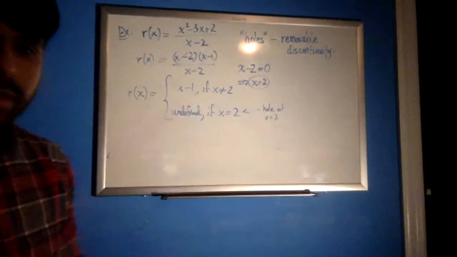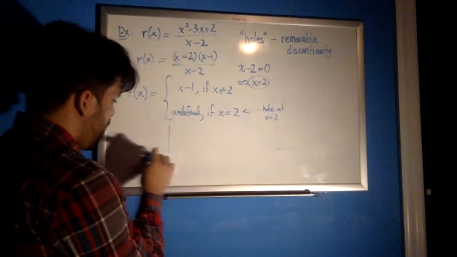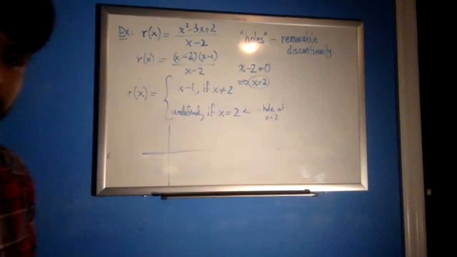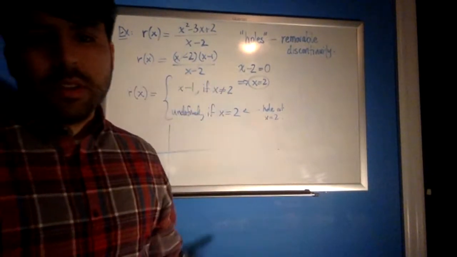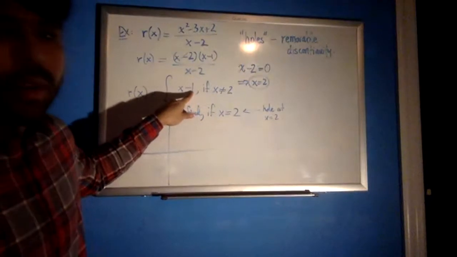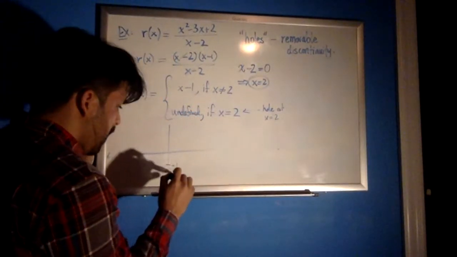There's a hole. Now, graphing it might give you a better understanding. What's the graph of this? x minus 1. Well, that's pretty simple. It's a linear function whose y-intercept is -1 and whose slope is 1. So my y-intercept is -1. My slope is 1.